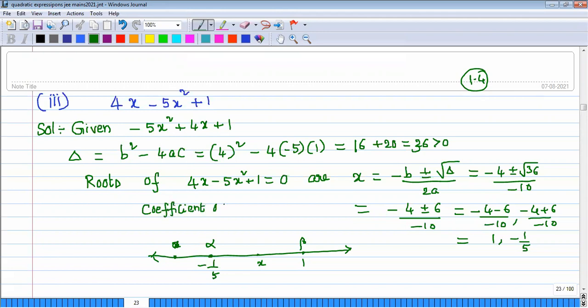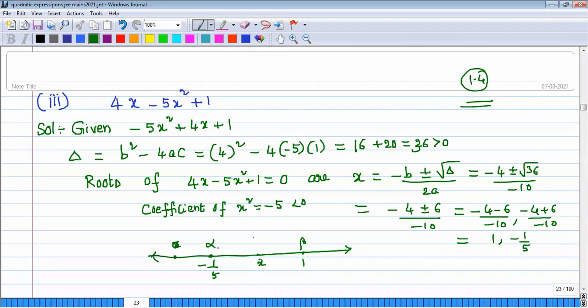Coefficient of x square is minus 5, that is less than 0. So whenever x lies between alpha comma beta, they will have the opposite sign. Opposite sign means if the coefficient of x square is negative, the expression will be positive. But we need positive, so the x value must lie between alpha comma beta. That means x belongs to minus 1 by 5 comma 1, or x lies between minus 1 by 5 comma 1 only, according to theorem 1.4.